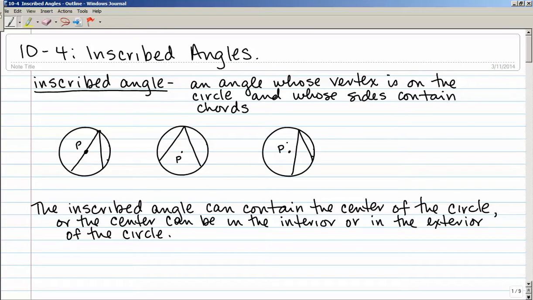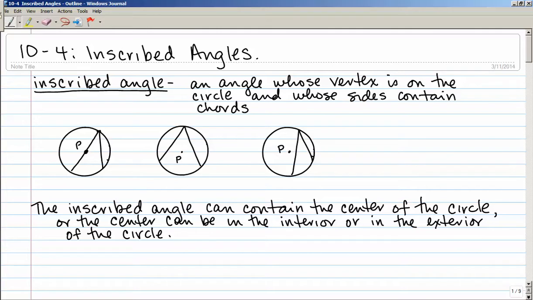So the way I like to think of an inscribed angle, first of all, you have to distinguish this from a central angle. Remember, a central angle contains the center of the circle. It's actually the vertex is the center of the circle. So it starts on the circle, goes to the center, and then comes back out. In this case, it starts on the circle, goes across the circle to the other side, and then back to this side.